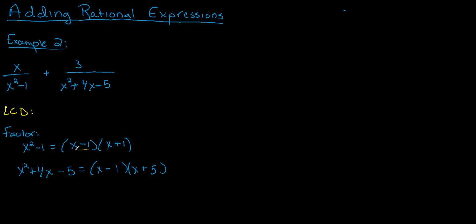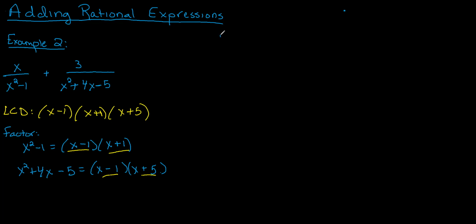Common to both of these is an x minus 1, so we just need one of those. I'll also need to pick up an x plus 1, and I'll also need to pick up an x plus 5. In this way, we've covered all of the factors, but we don't have more than what we need. That's why it's the least common denominator. All right. Now, let's fix up each of these fractions.